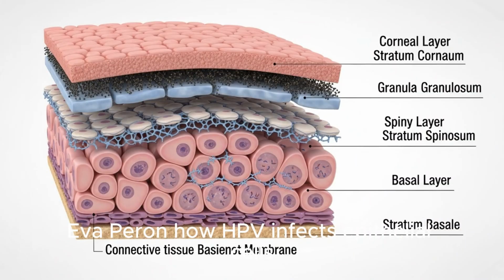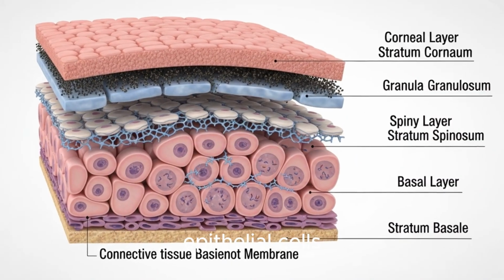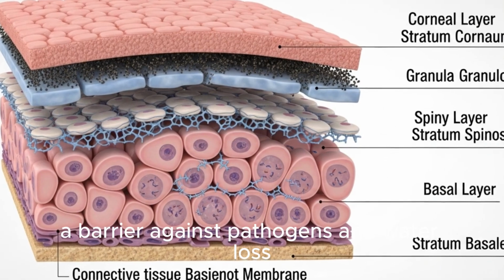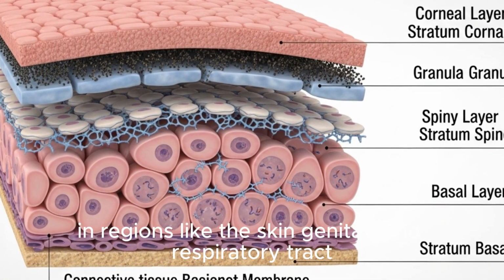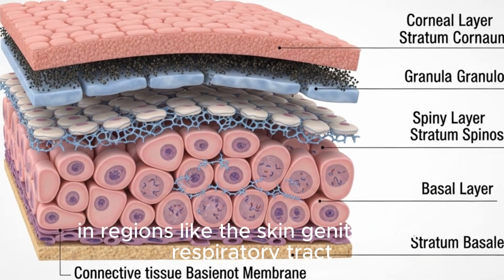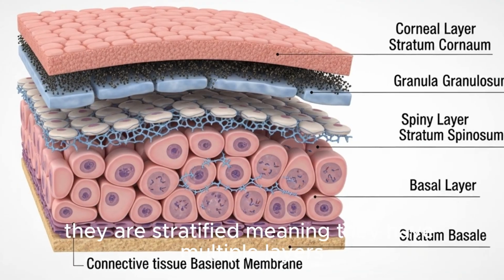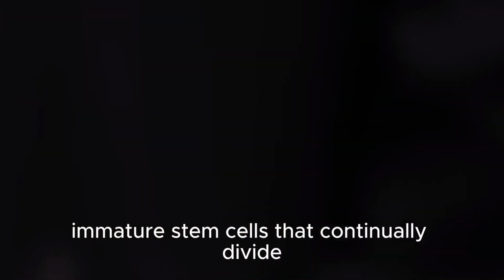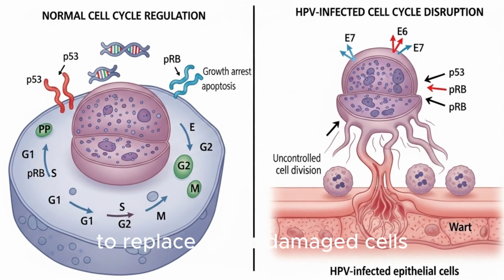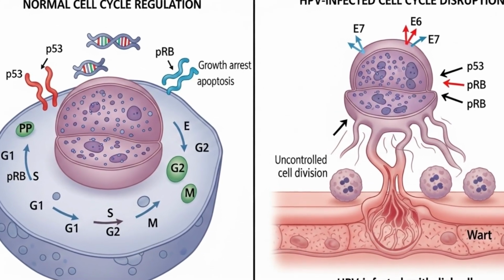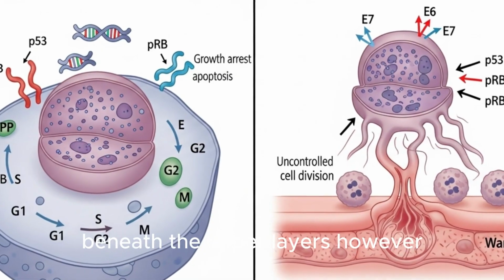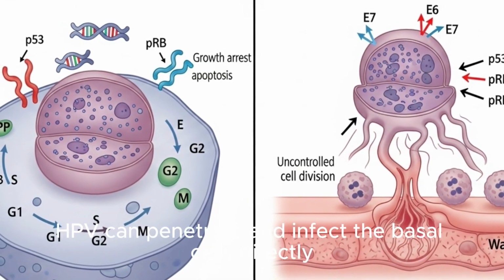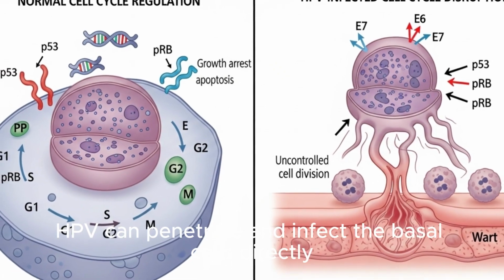How HPV infects epithelial cells. Epithelial cells serve as the body's first line of defense, a barrier against pathogens and water loss. In regions like the skin, genitals, and respiratory tract, they are stratified, meaning they have multiple layers. At the base of this structure lie the basal cells, immature stem cells that continually divide to replace old or damaged cells. Normally, these basal cells are protected beneath the upper layers. However, when small abrasions or cuts occur, HPV can penetrate and infect the basal cells directly.